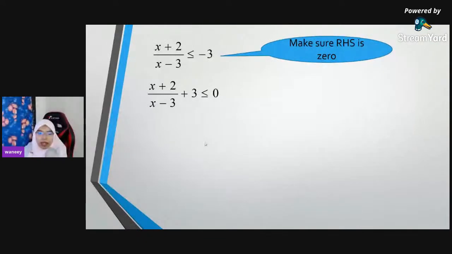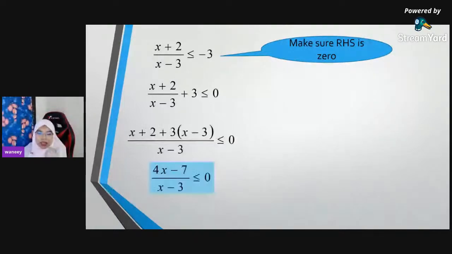Okay, so it will become x plus 2 over x minus 3 plus 3 less than or equal to 0. Change everything into a single fraction. So we are going to get 4x minus 7 over x minus 3 less than or equal to 0. So yang ni jangan lupa bawa ke kiri, samakan pembawah and then change it into a single fraction. And then to solve them, you can either use the real number line or you can use table of sign, either one.